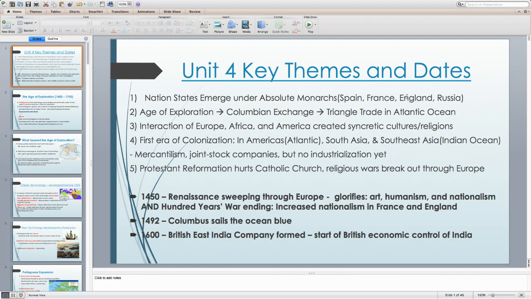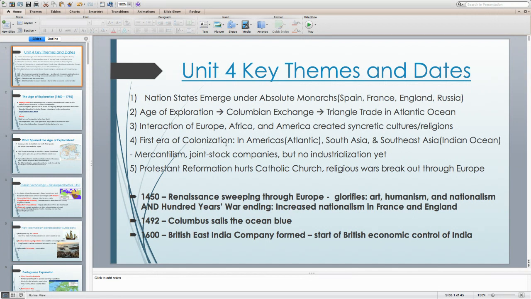And so the nation states becoming centralized under these absolute monarchs and revolutionizing and adapting and evolving their tax systems and bureaucracies, et cetera, is only going to encourage the age of exploration. And that, of course, is going to lead right into our interaction of Europe, Africa, and America. We'll see the Columbian Exchange as a result. We'll also see syncretic cultures and religions. But we will see the triangular trade created in the Atlantic Ocean, which, of course, is going to start the Atlantic slave trade.